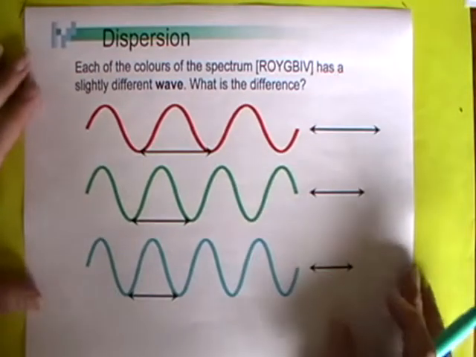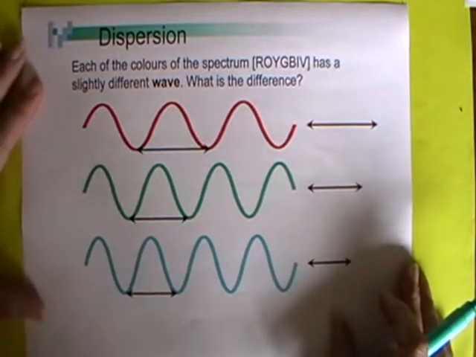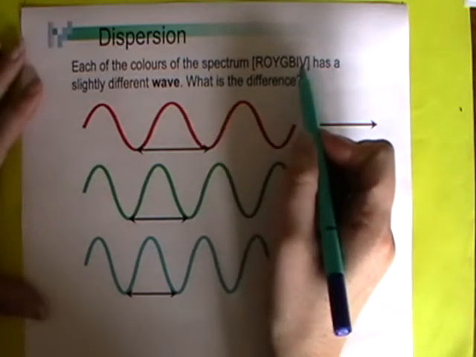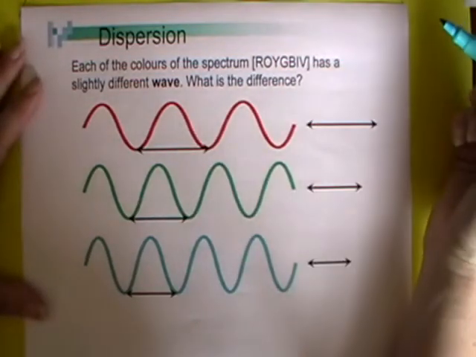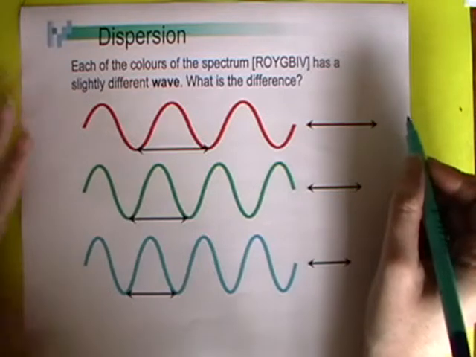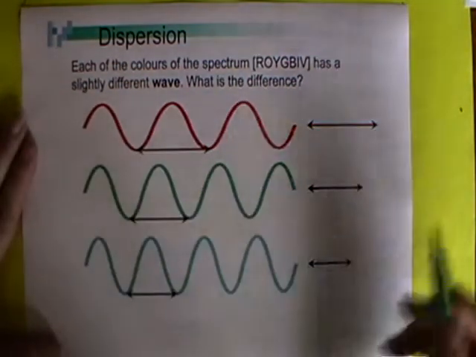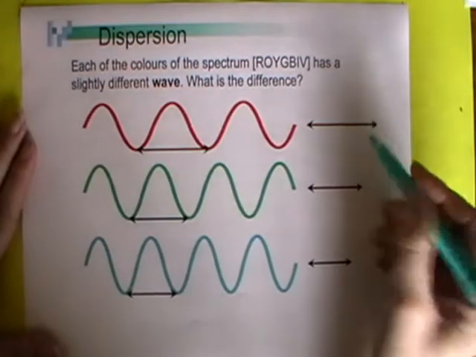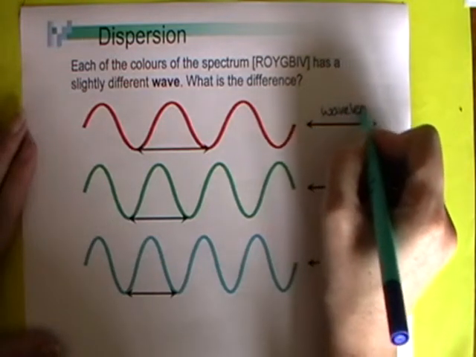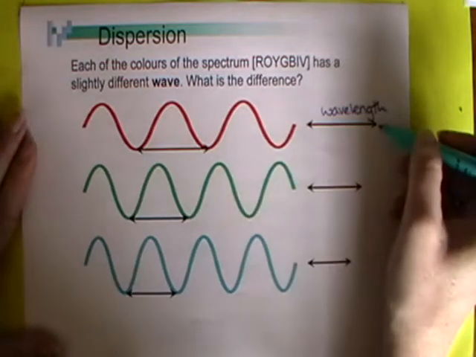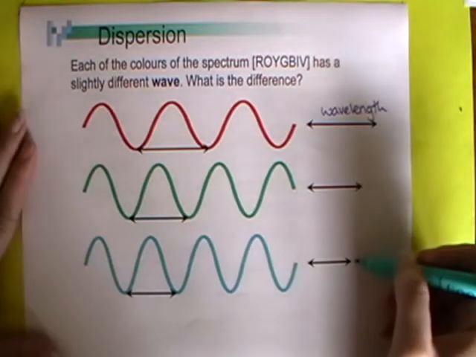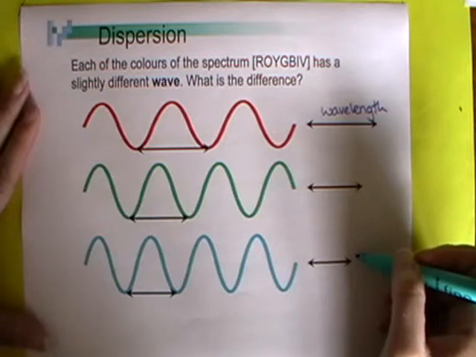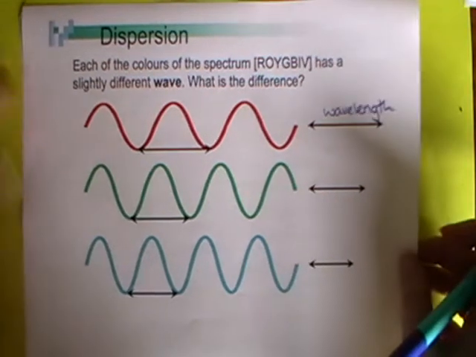Why does each colour bend at varying degrees? Well, each of the colours of the spectrum, remembering again, red, orange, yellow, green, blue, indigo, violet, and you must learn the order of the colours. Each of them has a slightly different wave. If we look at the red wave, the green wave, and the blue wave, the difference from red to green to blue is in the wavelength. Red has the longest wavelength, green has shorter, and blue has the shortest of the three. So red has the longer wavelength, and it has refracted the least. Blue has the shortest wavelength, and it has refracted the most.